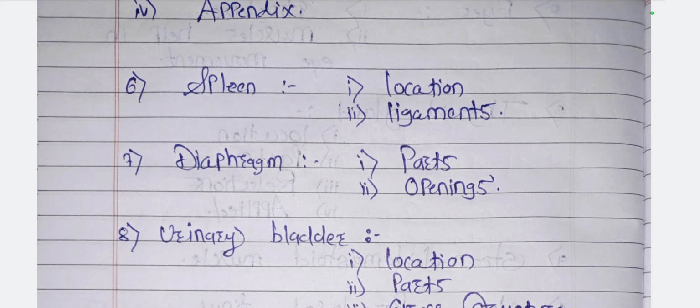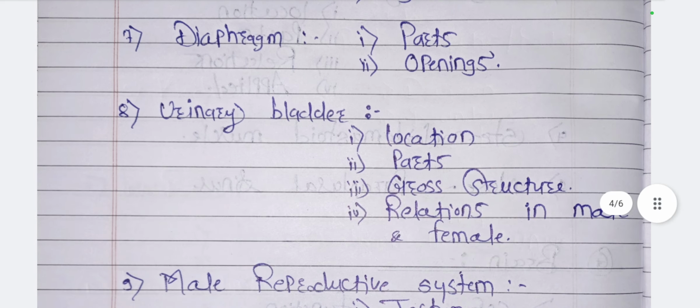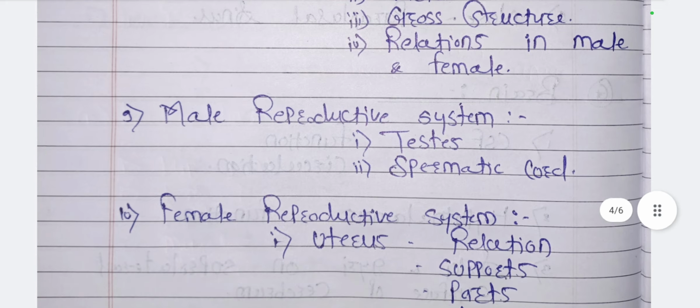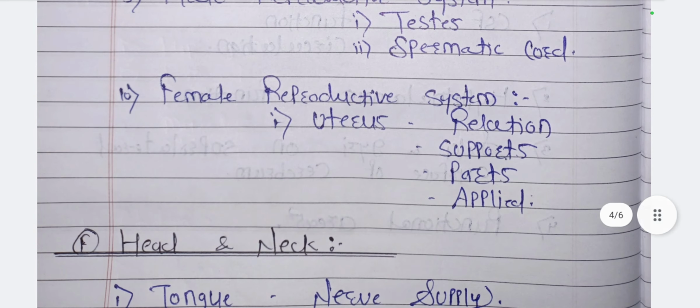Then urinary bladder, first one is its location, then parts, gross structure, then relations in male and female, which is another important question mostly asked for 5 marks. Then male reproductive system, first one is testis, short notes on testis and spermatic cord, that is the content of spermatic cord. Then female reproductive system, very important question is uterus.